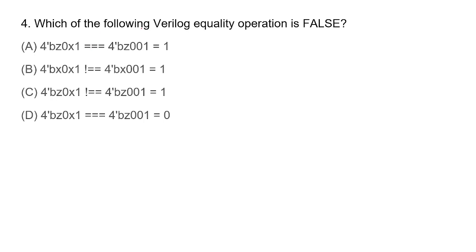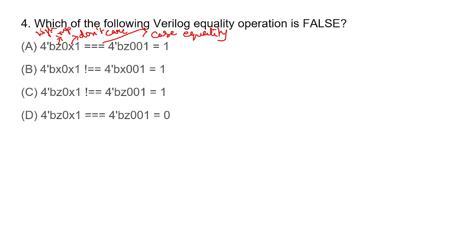Then, which of the following Verilog inequality operations is false? Here we have both Z and X. X indicates don't care and Z indicates high impedance state. So we have triple equal, so this is case equality.